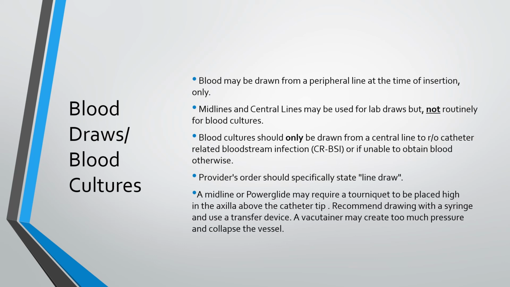A midline or PowerGlide may require a tourniquet to be placed high in the axilla above the catheter tip, and we recommend drawing with a syringe versus the use of a transfer device. A vacutainer may create too much pressure and collapse the vessel.